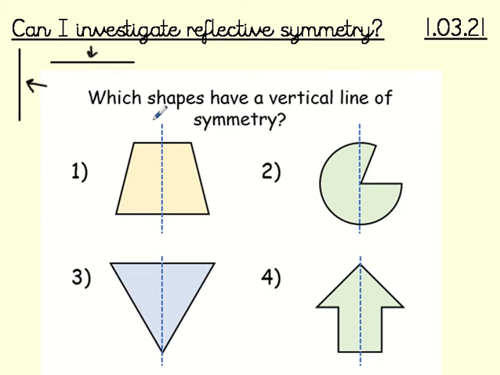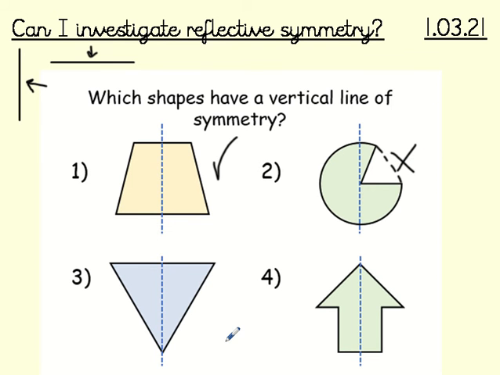Okay, so let's have a think. If we folded this shape in half, would it match up exactly? Yes, it would. What about number 2? If we folded that shape in half, would each side match up exactly? Is it like looking in a mirror? Is it an identical copy? No, this one isn't, because look, this side has got a segment cut out of it, but this side doesn't. So that would not have a vertical line of symmetry.